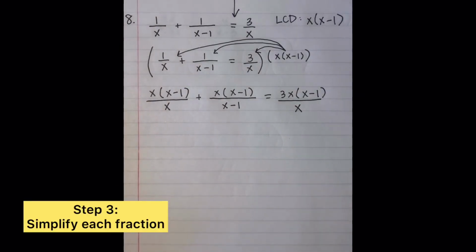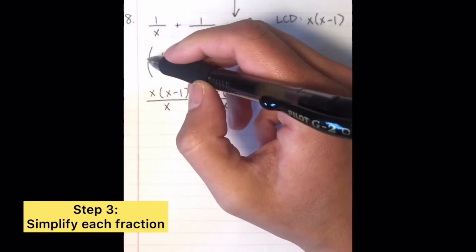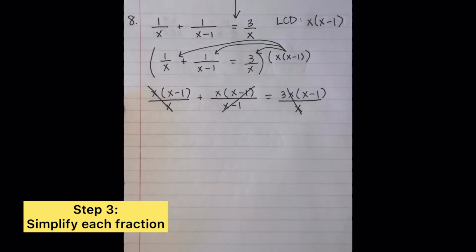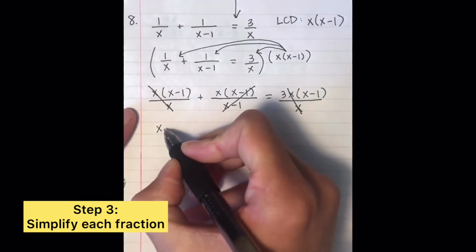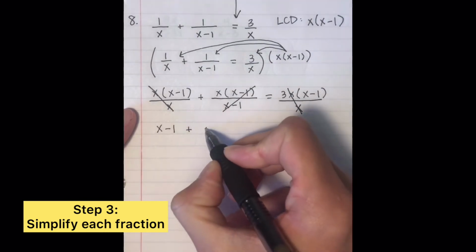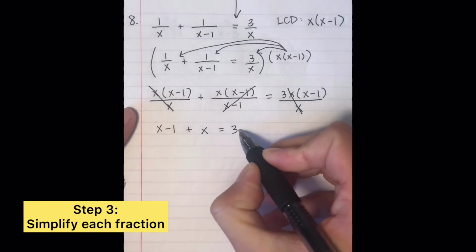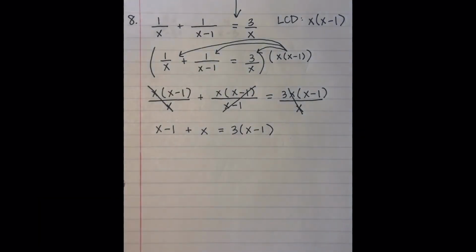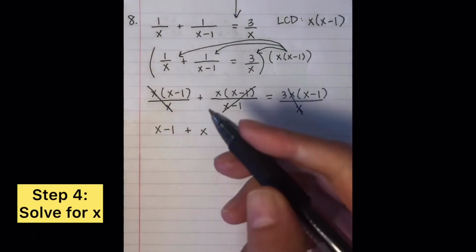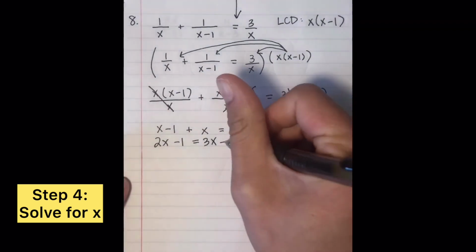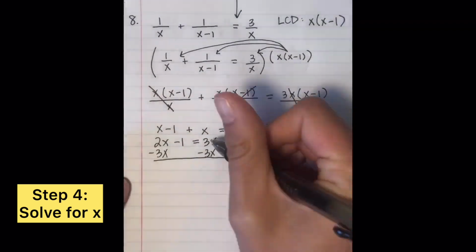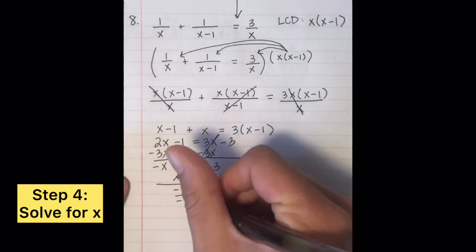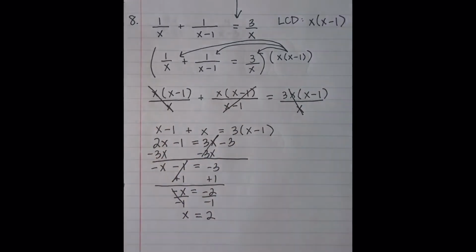From here, we're going to cancel out anything that's in the numerator and denominator. So we've got x over x, x minus 1 over x minus 1, and x over x. So we've got x minus 1 plus x equals 3 parentheses x minus 1. Now we solve for x. I'm going to go pretty quick because this is pretty simple. All right, I got x equals 2.